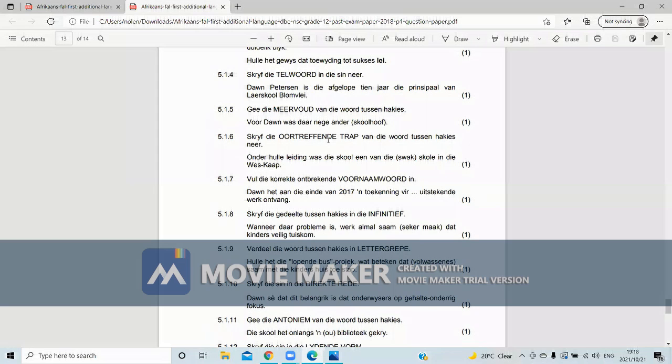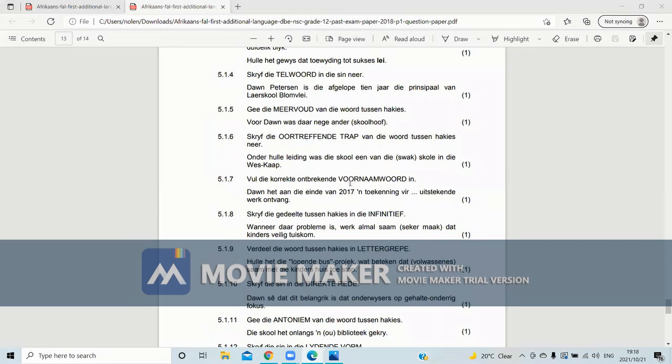Oortreffende trap. So an easy way to remember the difference between vergrotende and oortreffende trap. Vergrotende, I'm just going to type it out here. Vergrotende trap has an ER in it, so it's the ER column. Okay, and then oortreffende is like the over the top one. So it's like bigger and then biggest. Okay, so oortreffende trap of swak would you just add a sta, so swakste.